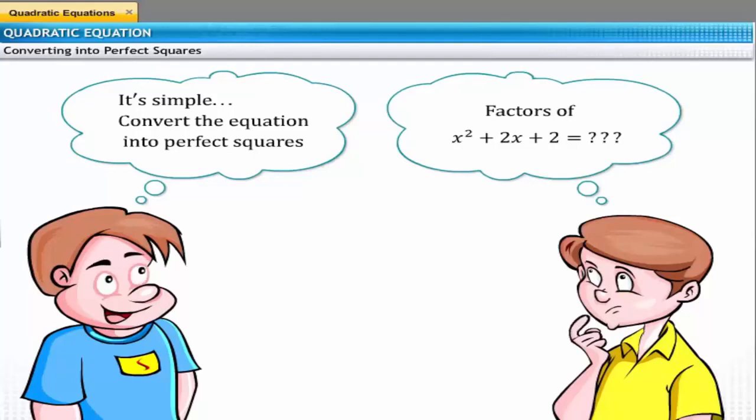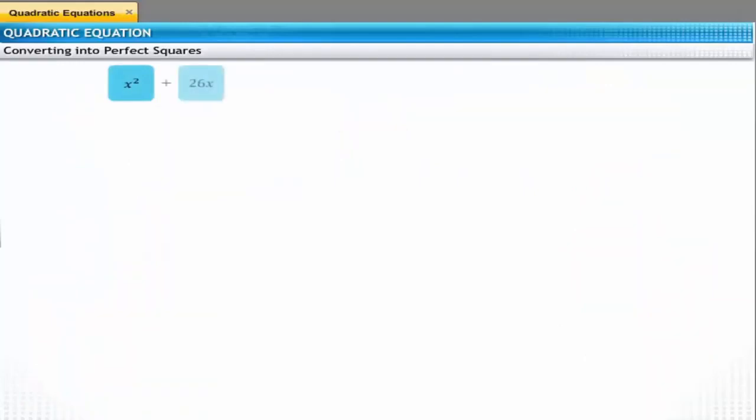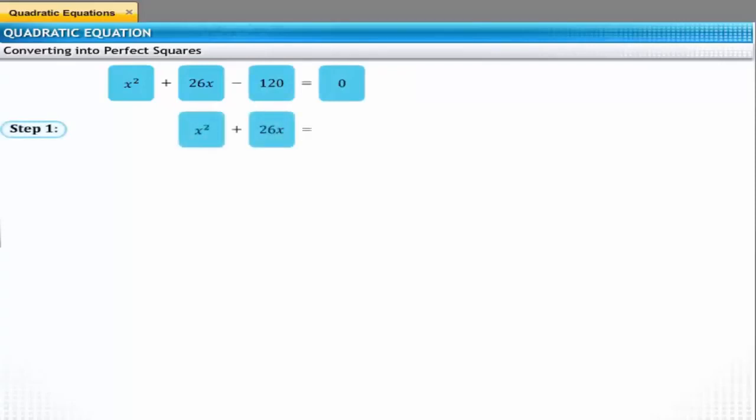Let's verify this method by taking up again the quadratic equation x squared plus 26x minus 120 is equal to 0. Step 1. Bring the constant value minus 120 to the right-hand side of the equation. The resultant equation is x squared plus 26x is equal to 120.